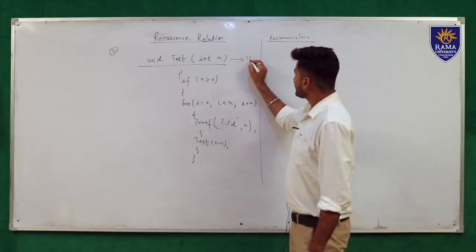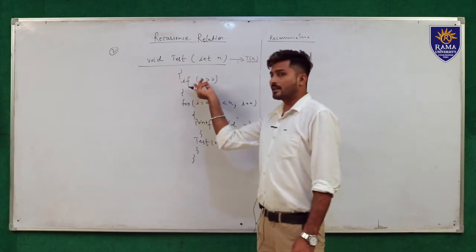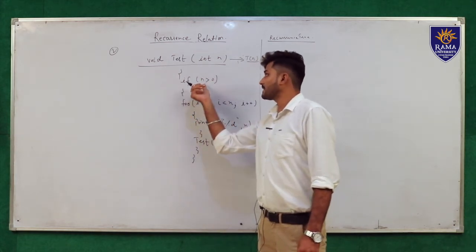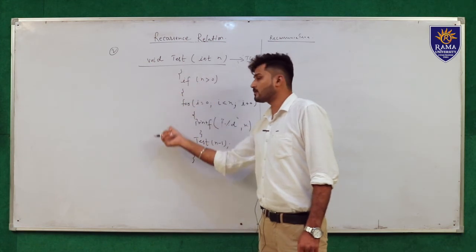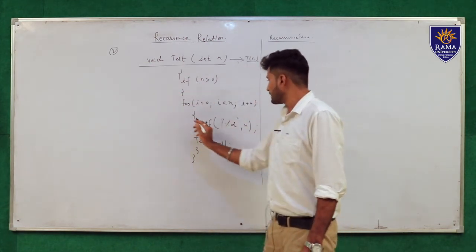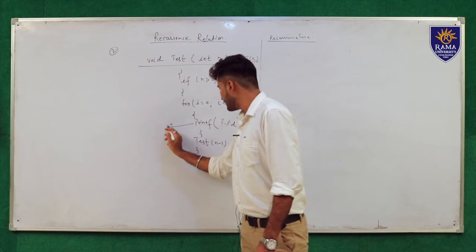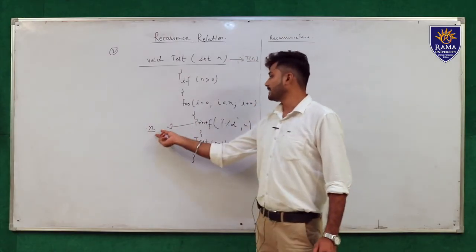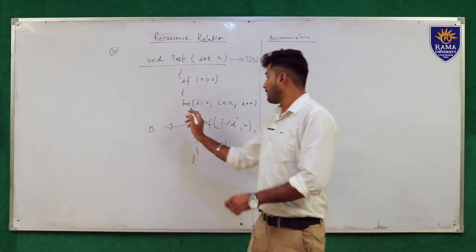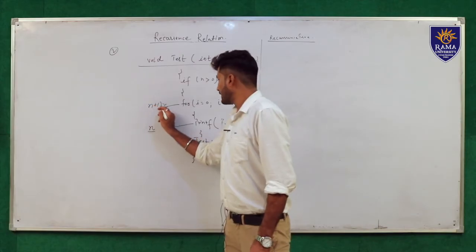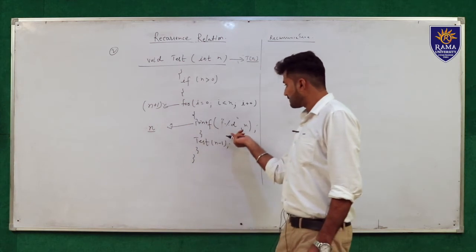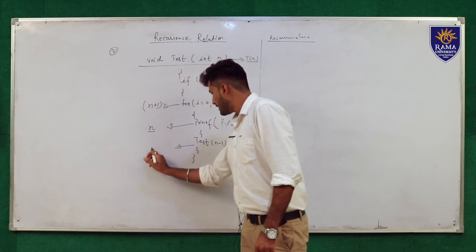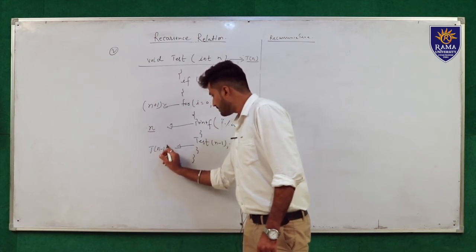Suppose here the time taken is Tn. This is the condition: when n is greater than 0, this will happen. If n is less than or equal to 0, this will not happen. And this printf statement will take n times. Why? The for loop condition will take n plus 1, the printf statement will execute n times, and this is again a recursive call with n minus 1.